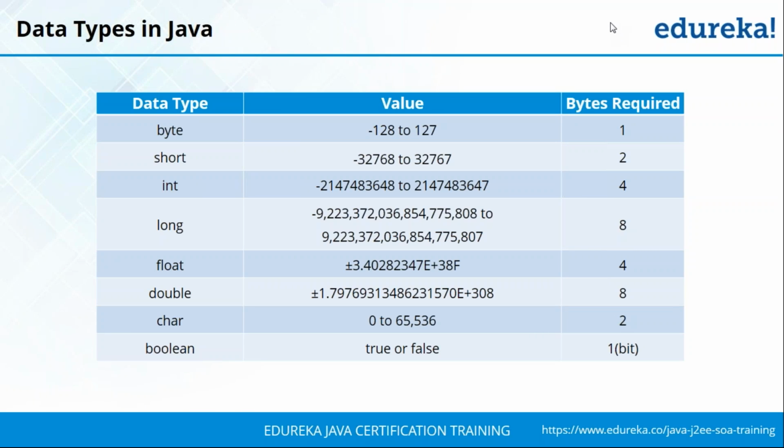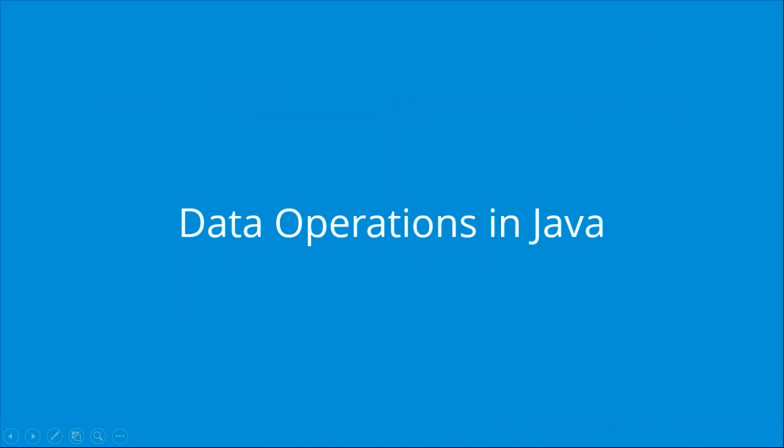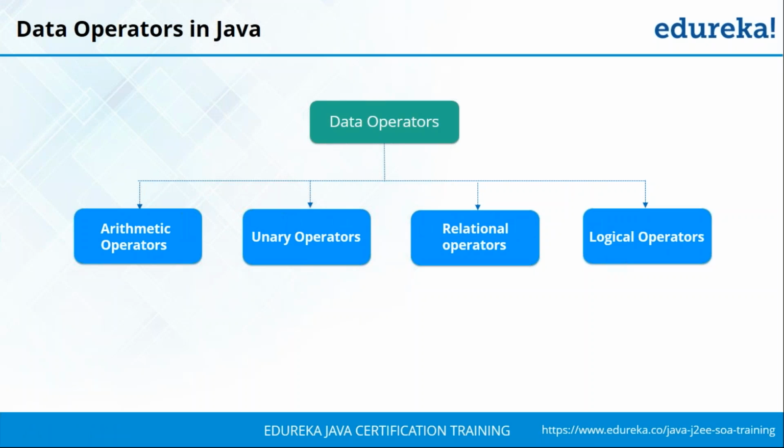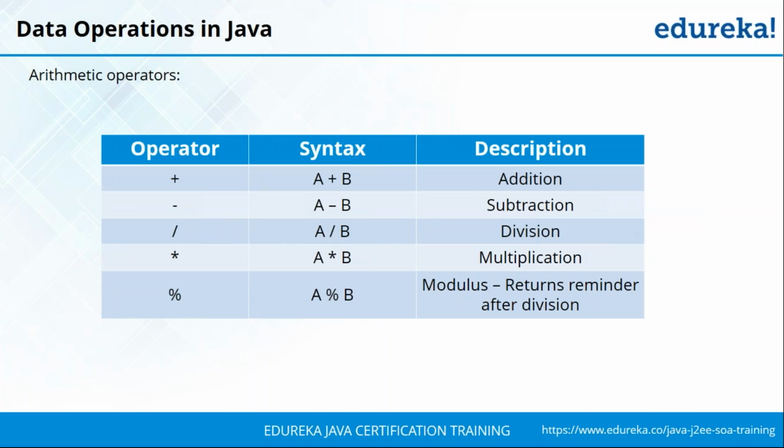So we've seen the various data types that are present in Java. Let's move forward and talk about the various data operations that you can perform in Java. Now when you talk about the various data operators, there are mainly 4 different types of operators. You have your arithmetic operator, you have your unary operator, relational operator, and logical operator. So we'll start off by talking about the arithmetic operator.